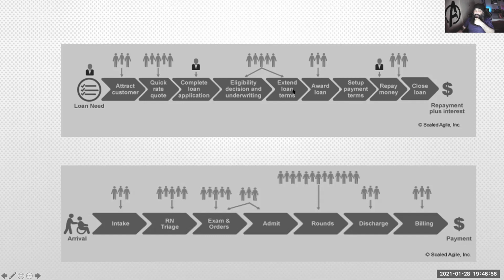Once it is done, you extend the loan terms to the customer. He needs to accept it. Once it is done, you award the loan, set up payment terms, and the customer starts repaying the money. And once the loan gets closed, the bank gets a repayment plus the interest. That is one end-to-end set of activities that we do, which is also called a business value stream, right?